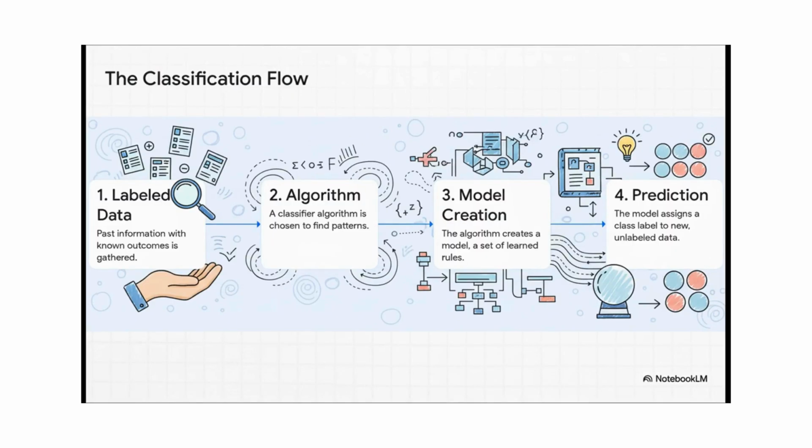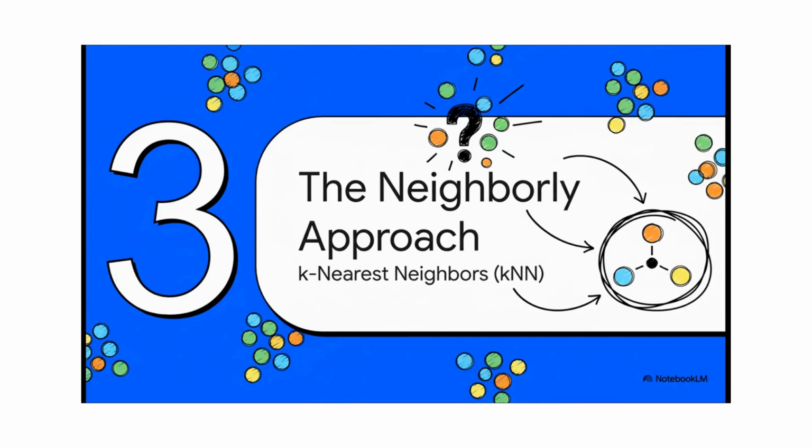So, what does this actually look like in practice? It's a pretty straightforward four-step flow. It all starts with that labeled data, all those historical patient records where we know what happened. Then we pick an algorithm, which is basically the strategy the machine will use to hunt for patterns. That algorithm then crunches all that data to create a model, which is really just the set of rules it's learned. And finally, the payoff. We give the model brand new unlabeled data, like a new patient who just walked in, and it spits out a prediction.